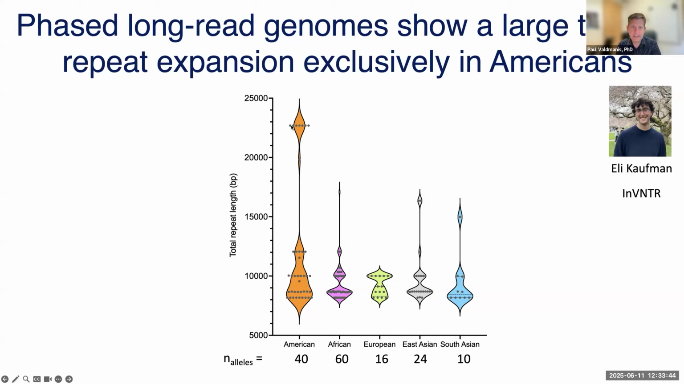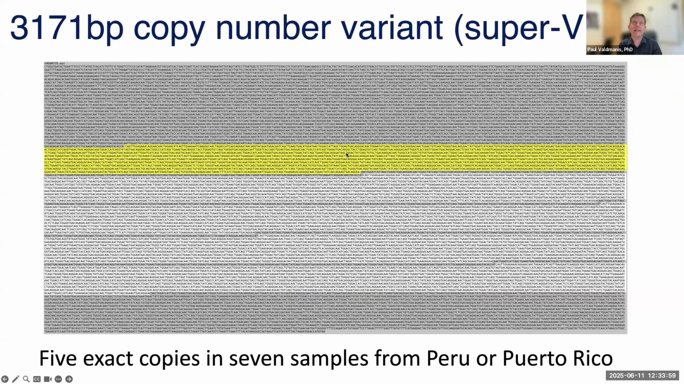But in American populations, there were 7 independent individuals with the exact same length expansion at this site, leading to a repeat length of almost 23,000 base pairs. If you break down the repeat length into its individual repeat components, we can start to see patterns of groupings, like hierarchical expansion events taking place at this region. It's almost like a super VNTR, and you can see, color-coded, 5 exact copies of a 3,171 base pair VNTR.